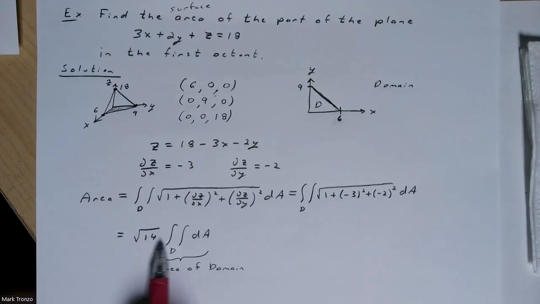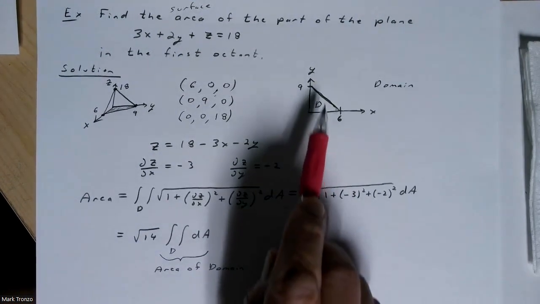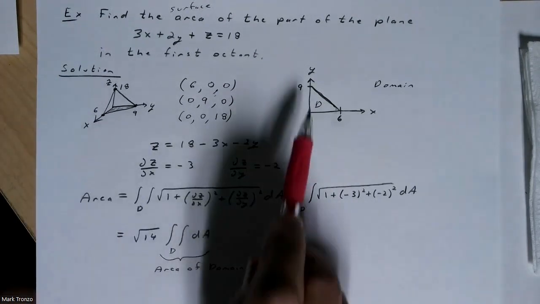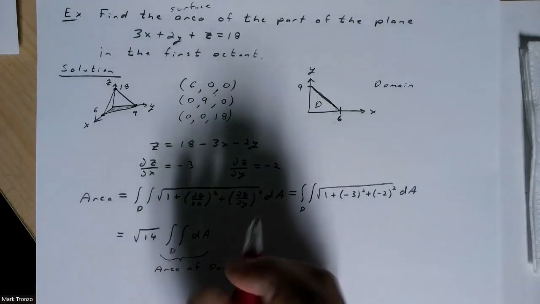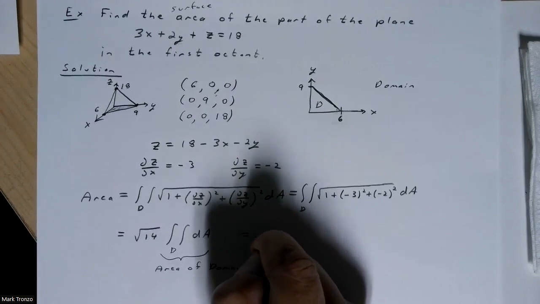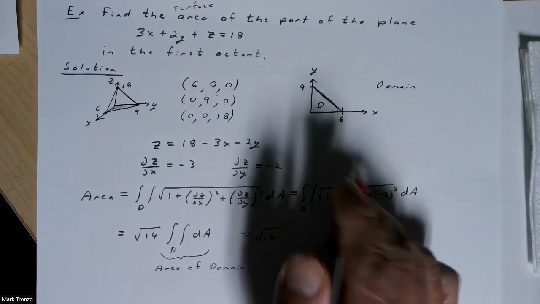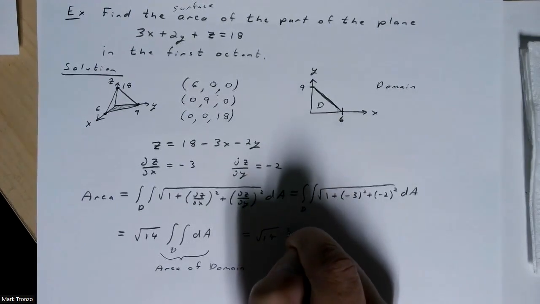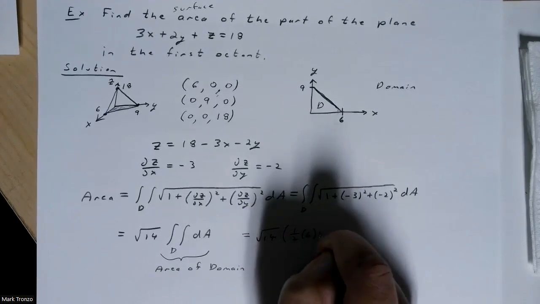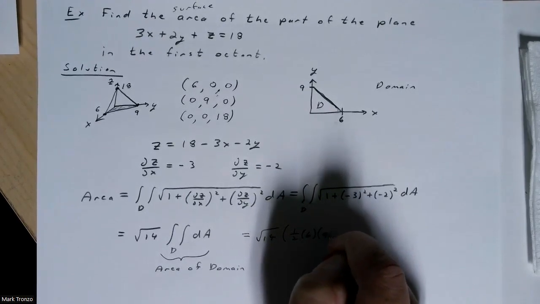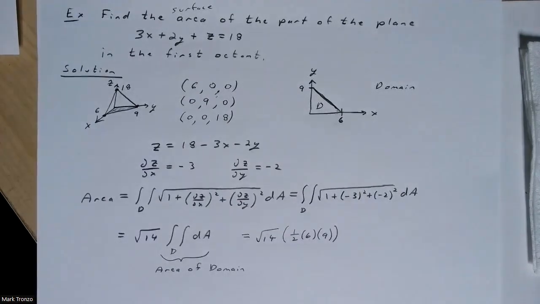The square root of 14, we're able to factor that out. And so we really have 1 here. So this is the area of the domain. Now, if we didn't know the area of the domain, we would have to go ahead and do the double integral. But since we know the area of a triangle, we can just use that. And again, remember, the area of a triangle is 1/2 times the base times the height, like this.